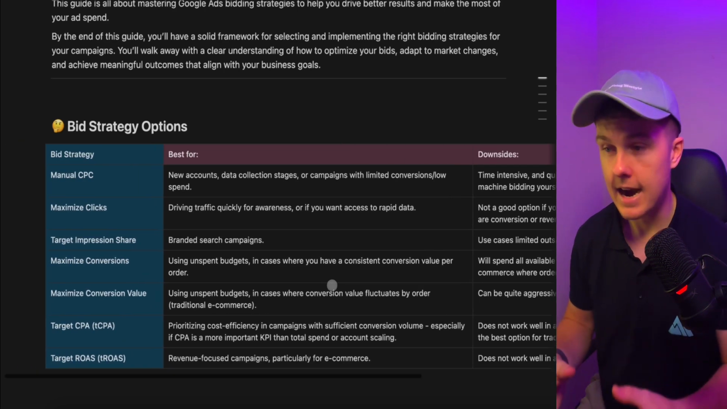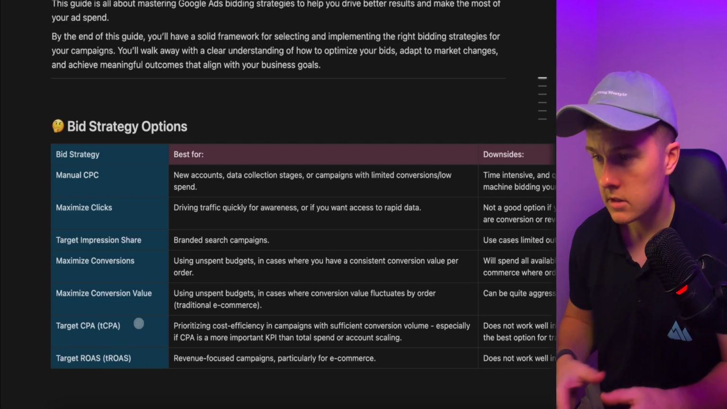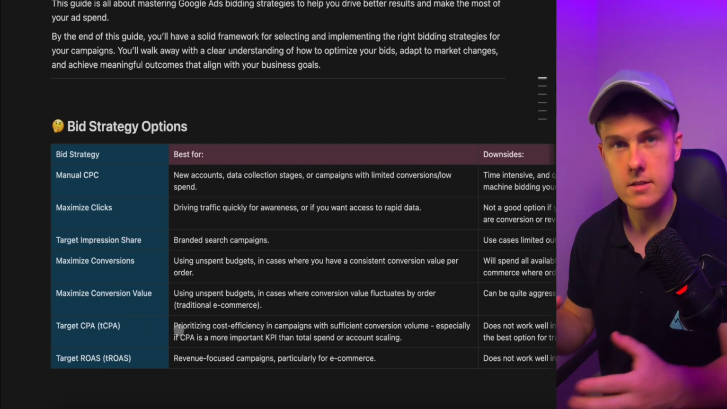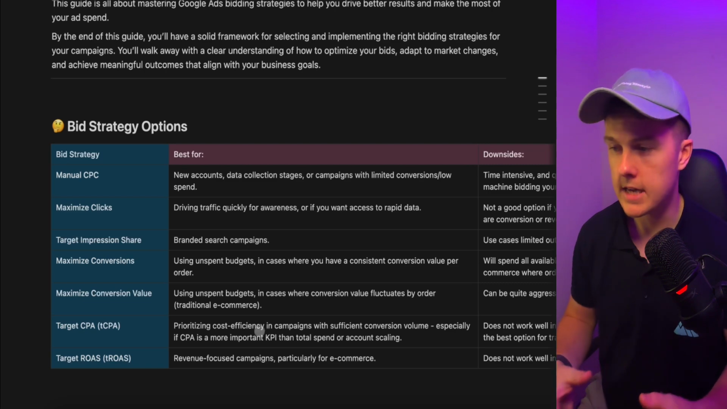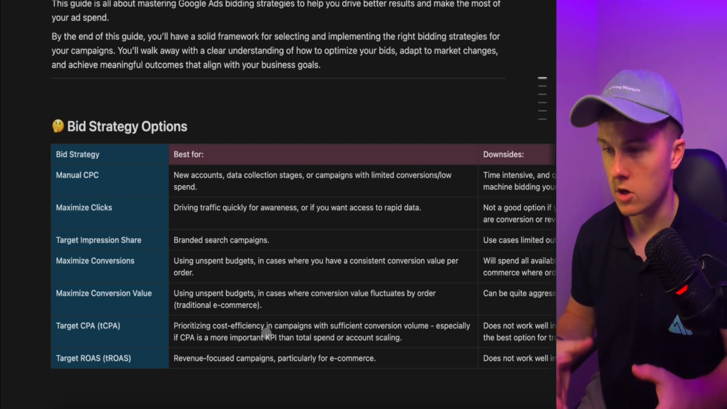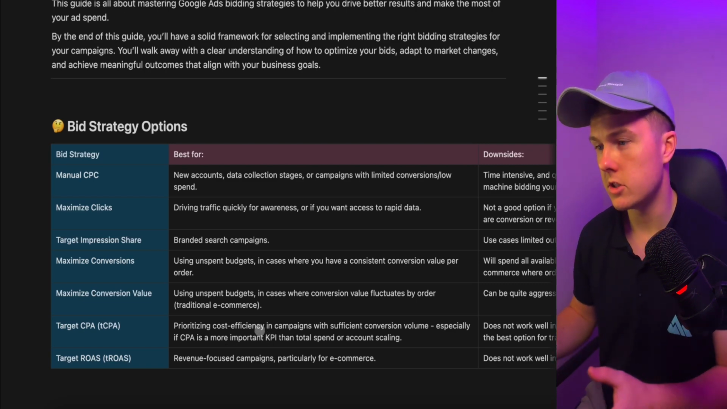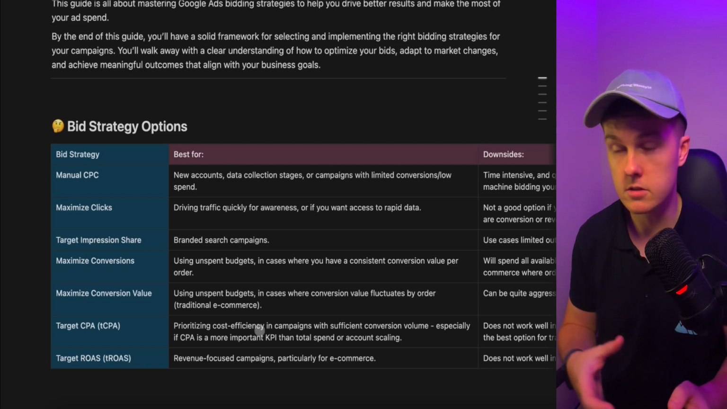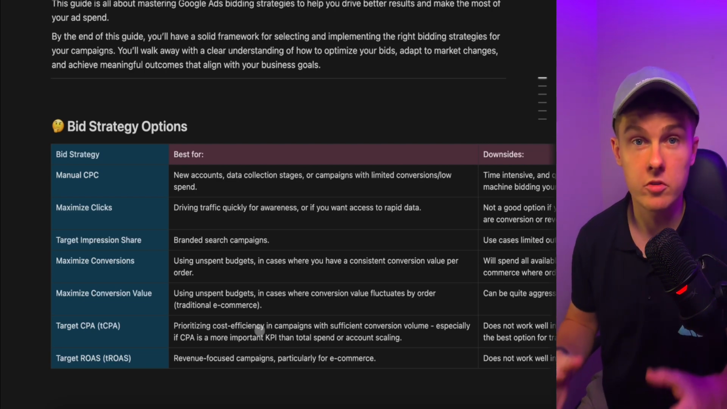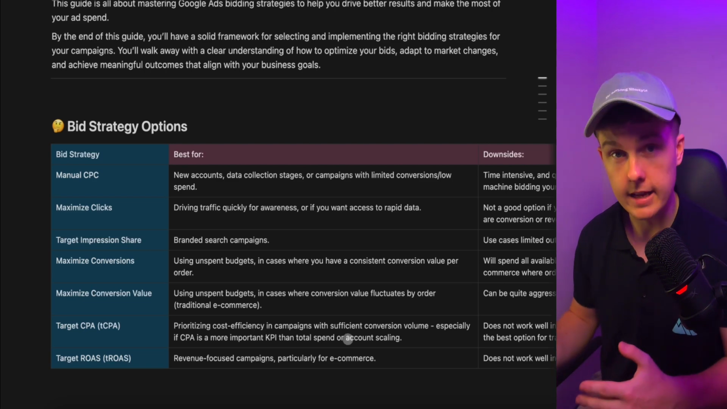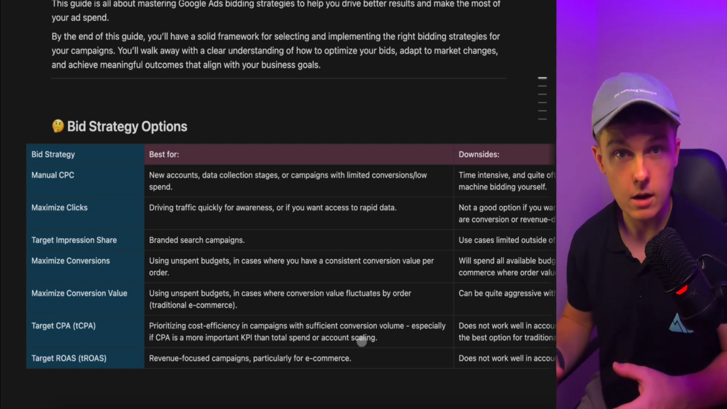Next up is target CPA, cost per acquisition. And this is a next step bid strategy from maximize conversions. Once you have enough data from using maximize conversions, your general aim is to transition from max conversions to a target CPA. Generally, this is a more suitable bid strategy for lead gen accounts as opposed to e-commerce stores.